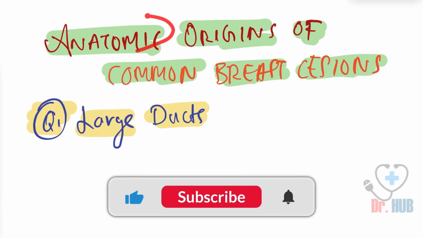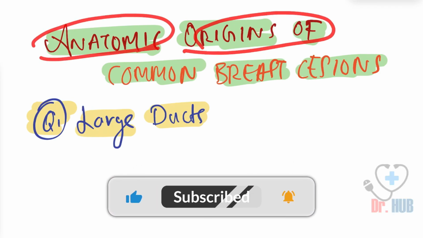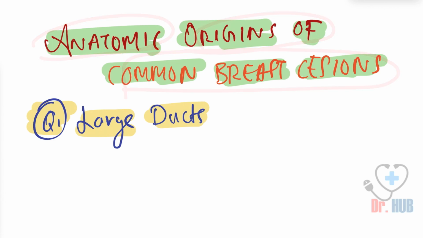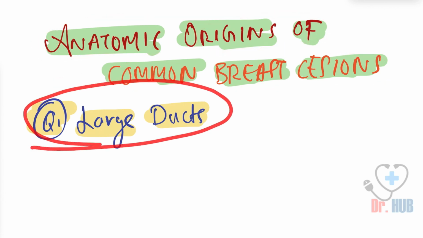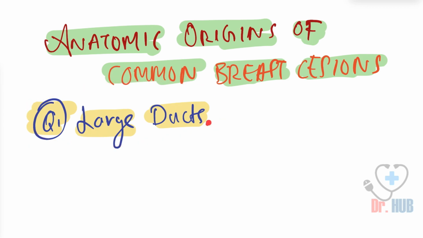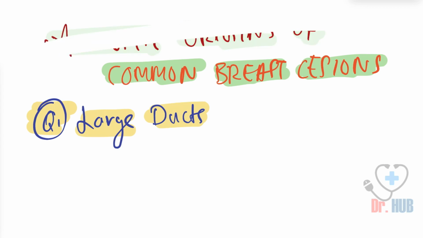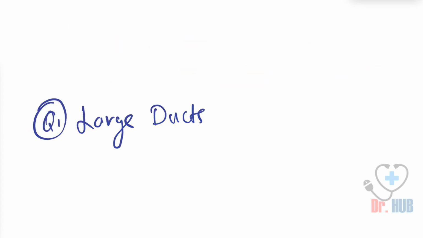We are looking at the anatomic origins of the common breast lesions. So the question we want to ask here is, in terms of the large ducts, what are the lesions associated? In this video, we'll find these answers and learn in detail about this topic.